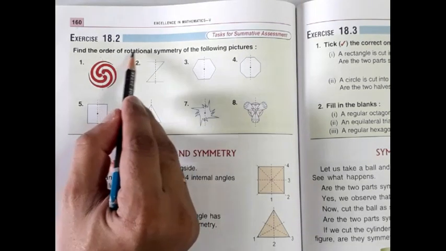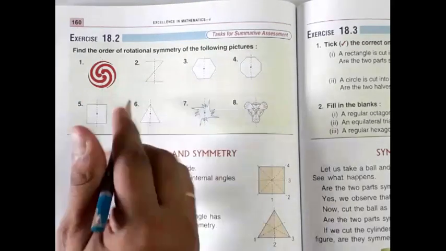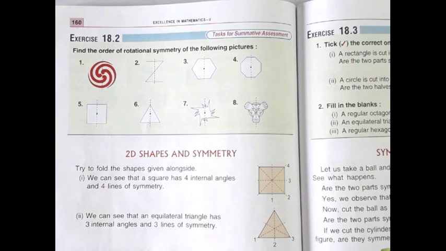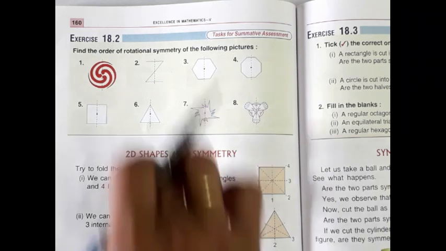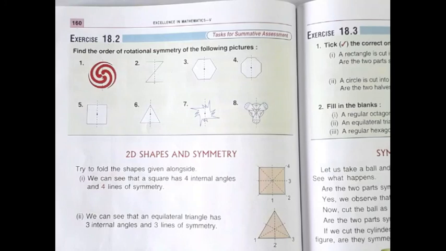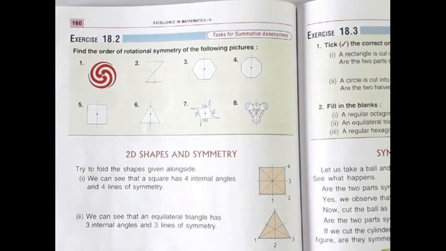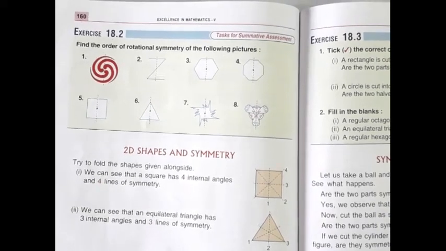Find the order of rotational symmetry of the following pictures. So down to that they gave some pictures and they are asking us to write what is the order of rotational symmetry. That means when we rotate a particular figure in clockwise or anti-clockwise direction, how many times the figure is going to match with itself should be taken as the order.